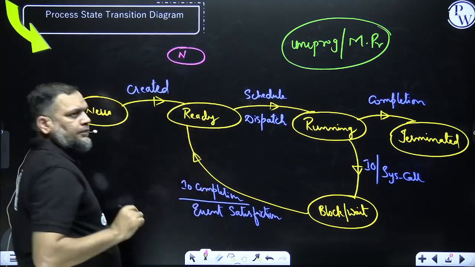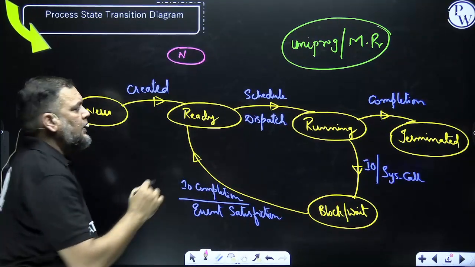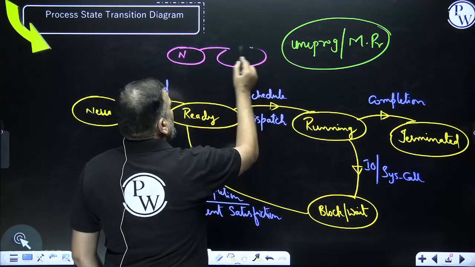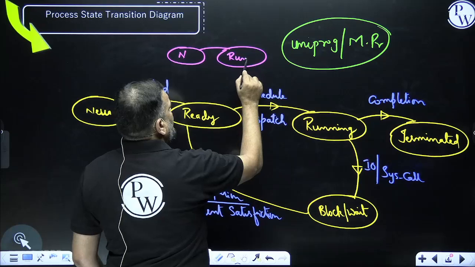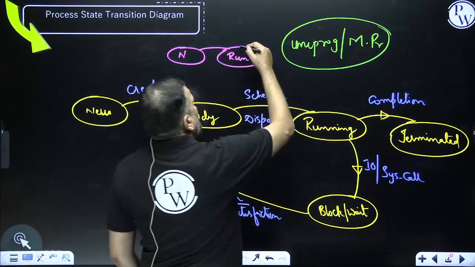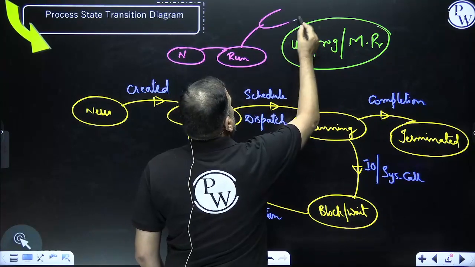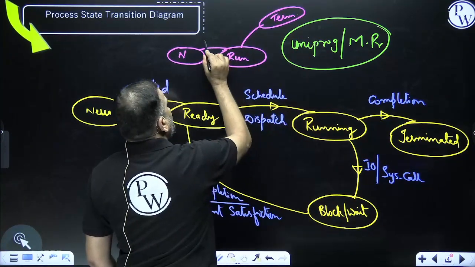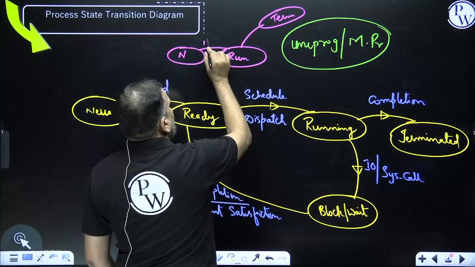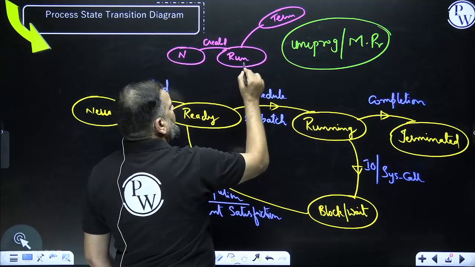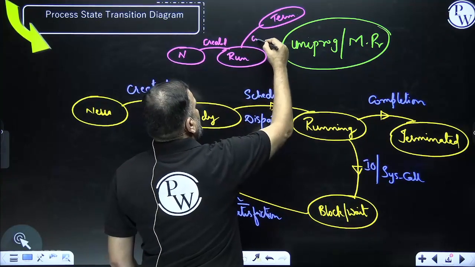This is the new state for uni-programmed. As soon as the process gets created, it directly starts running on the CPU. I'm writing in short, hope you will understand. It starts running. From running, it may get completed, so it will go to terminate. So what is this? This is ready, right? A newly created process starts running on the CPU, and this transition is completion.